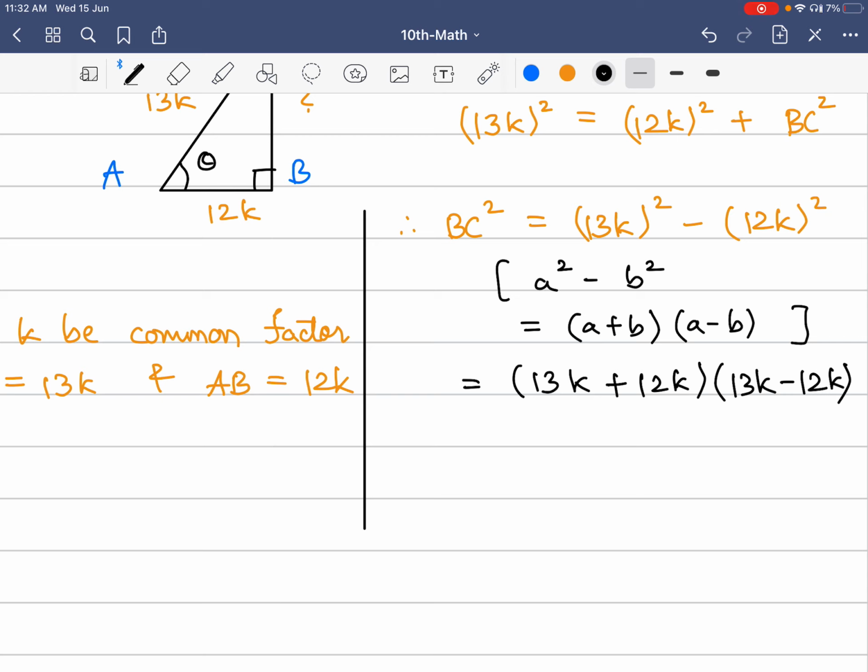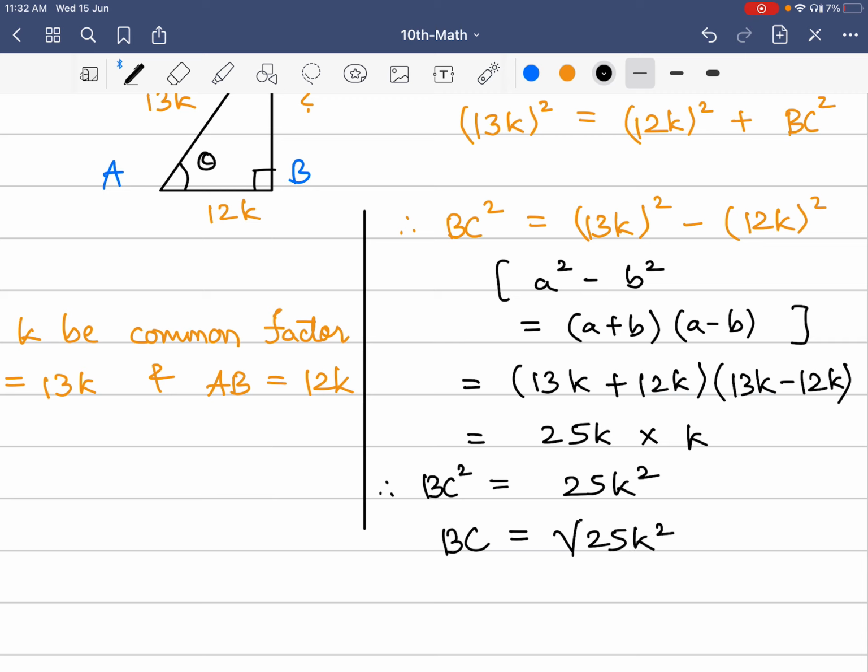Okay, very straightforward. So 13k plus 12k is equal to 25k, into 13k minus 12k is equal to k, and therefore we have BC square as equal to 25k square. Now I'm going to take square root on both the sides of the equation. So that's going to give us BC, which is equal to under root of 25k square, and that is equal to 5k. Thus we have got BC as equal to 5k.